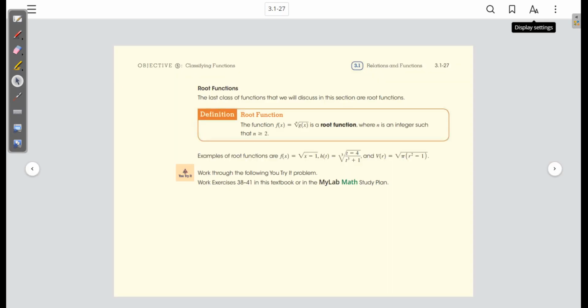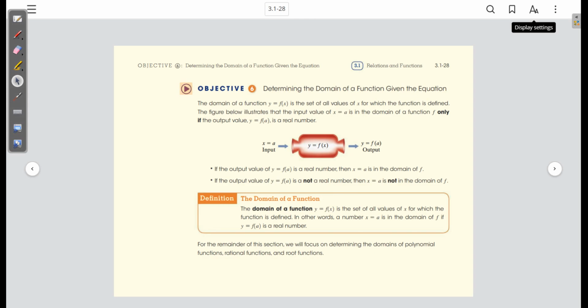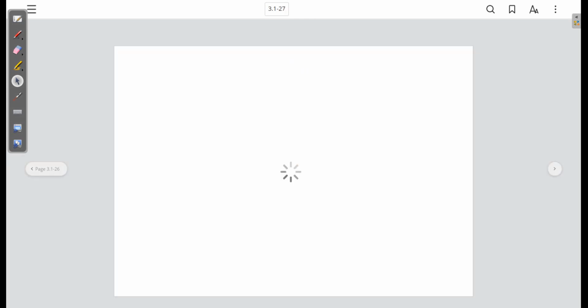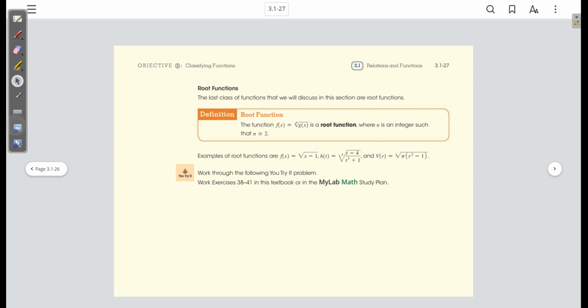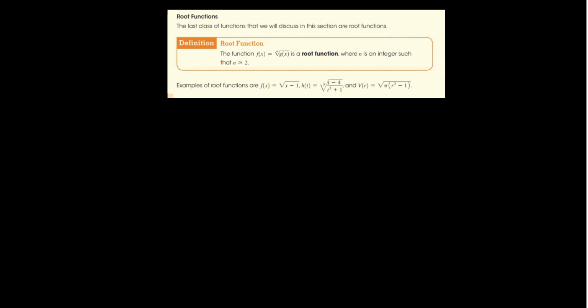I don't think that we really have an example of root functions, and the reason why is because it should be abundantly obvious if you have a root function, right? And that obvious part is that you have a root. So the function f of x equal to the nth root of g of x is a root function where n is an integer greater than or equal to 2. What that's saying is we have a root higher than 1: square root, cube root, fourth root, fifth root, sixth root, and so on. And then we see down there examples of root functions.